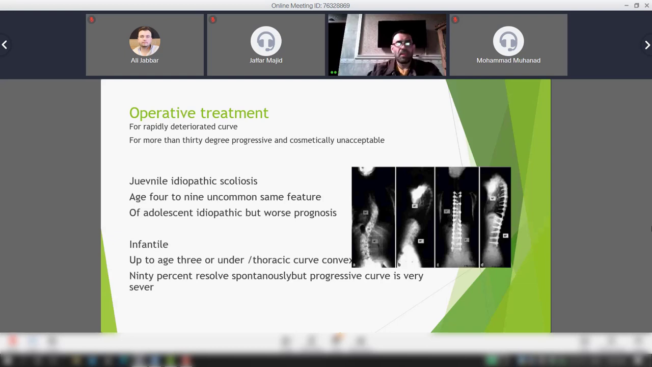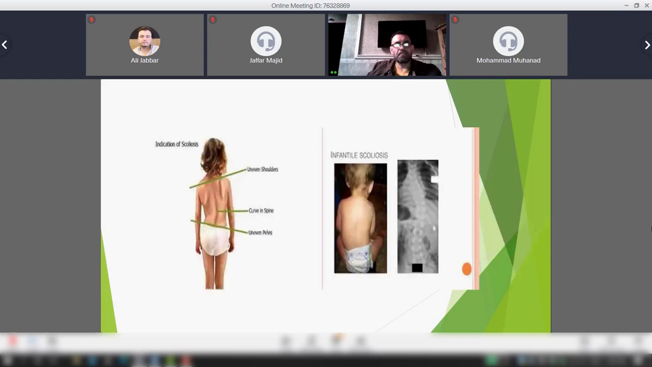Here is an idea about the juvenile, 4 to 9, and the common same features for adolescent but worse prognosis. Infantile is up to age 3 and under. In the infantile, 90% resolve spontaneously, but the progression is very severe if it becomes progressive. And this is the infantile. Though it can correct by itself with time, we have to follow up, meaning every four months he must come to us because the progression is very bad.